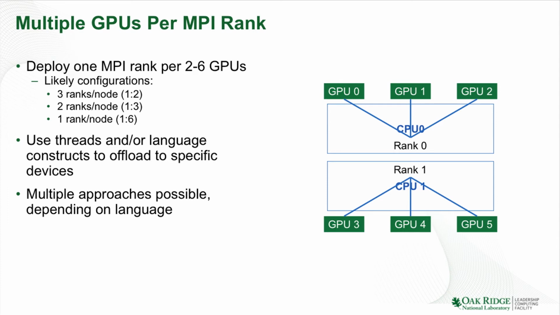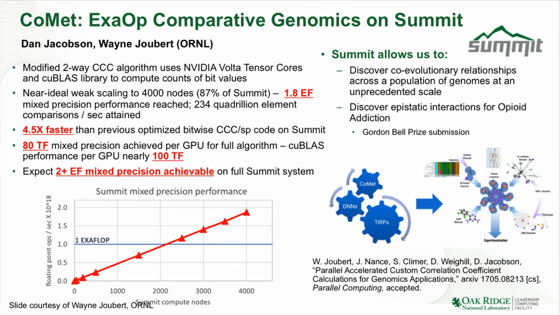Probably the most common is this one, having one MPI rank sitting on one socket and the other on the other socket talking to these 3 GPUs, and then using OpenMP down here. You can use threads, you can use language constructs, you can do all sorts of things to manage it this way. This is another use case that we expect to see.